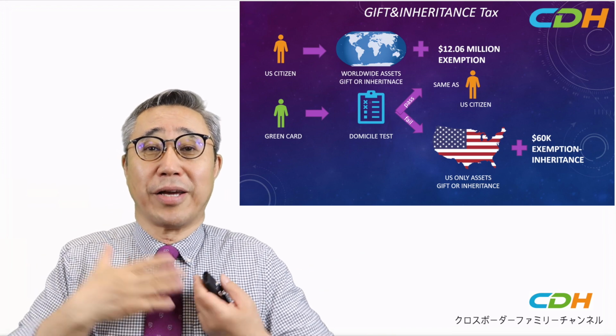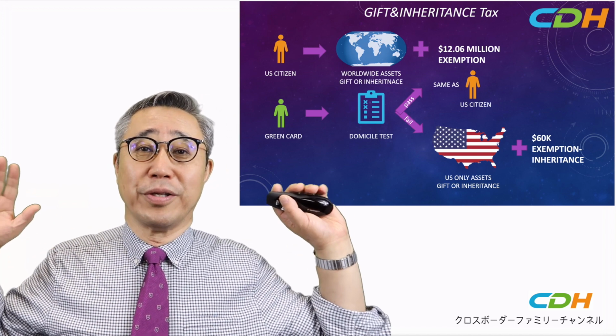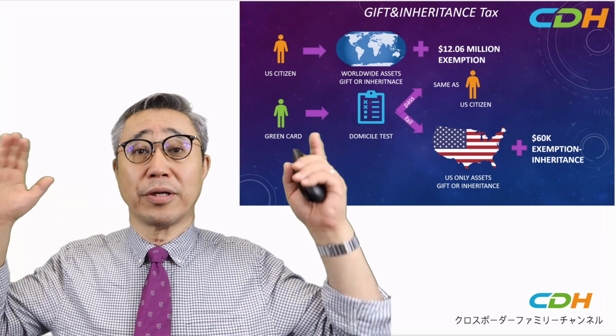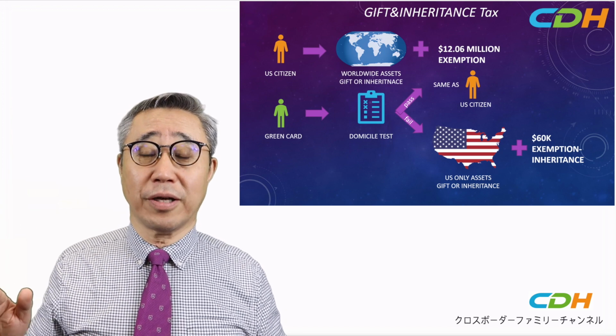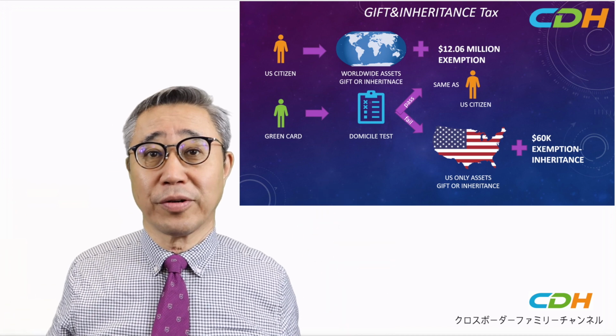Well, I am a U.S. citizen, but let's say I'm a green card holder, but I already decided to live in a different country, but I had the house in the U.S. $500,000. $500,000 minus $60,000 is $440,000, and I get taxed. Okay.